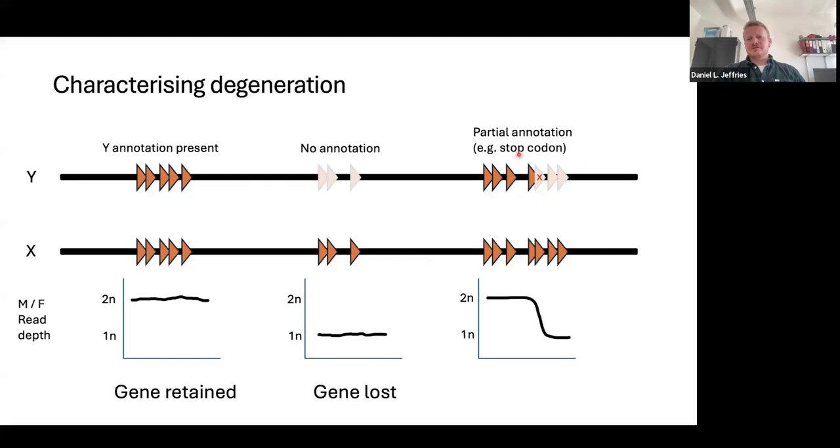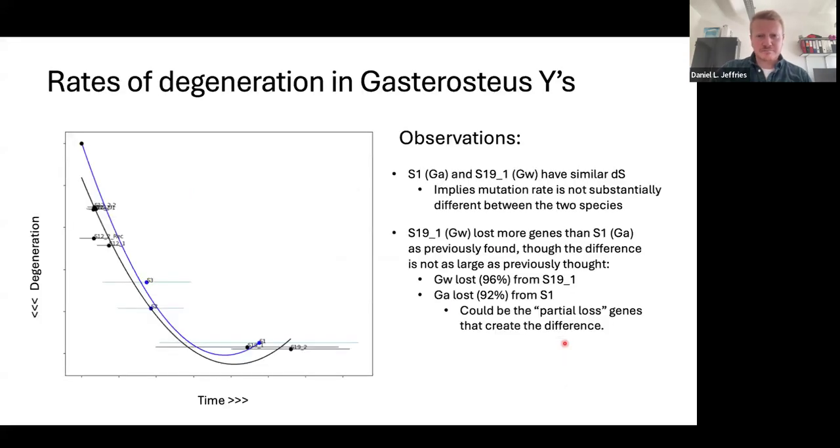However, there are also situations where you do get a partial annotation of genes on the sex chromosome, which, if you were to just go based on presence or absence in annotations, you would not pick that up. You would just assume that it was present. And often these genes show a sort of intermediate 1N, 2N coverage. But this is a really important class to consider, and I'll show you why a bit later.